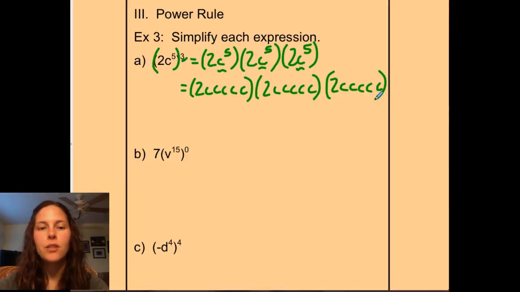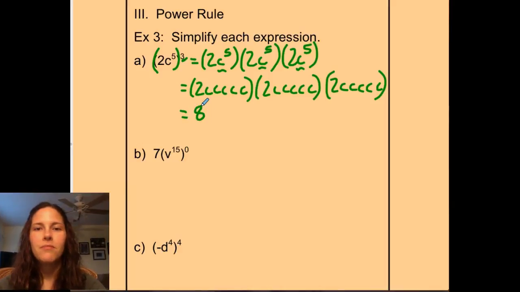And then I will multiply. 2 times 2 is 4, times 2 is 8. Be careful with 2's, it's very tempting to count 2, 4, 6, 8 instead of multiplying. Counting 2, 4, 6, 8 is adding 2, but we need to multiply. And then I have 5 c's plus 5 c's plus 5 more c's for a total of 15 c's.